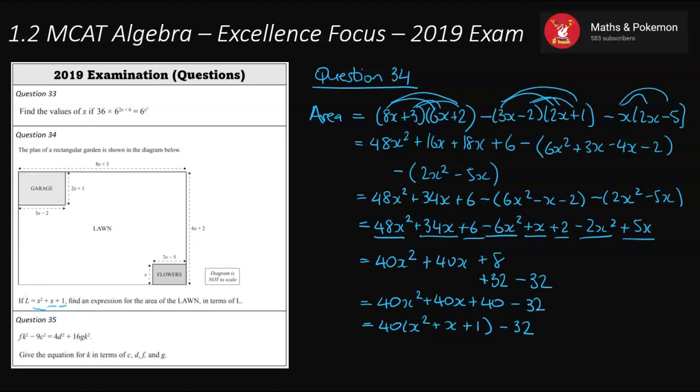So what I'm going to do is take out that, and I'm simply going to go 40L minus 32. And that there is my expression for the area of that lawn in terms of L. So a bit of a weird question, very messy, more than likely to do a math error on the way, but we got there in the end.